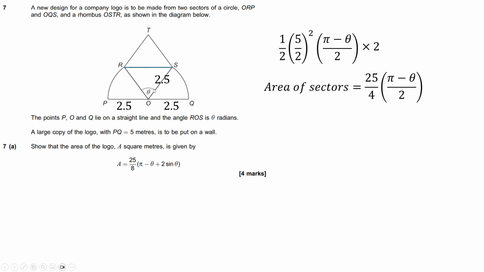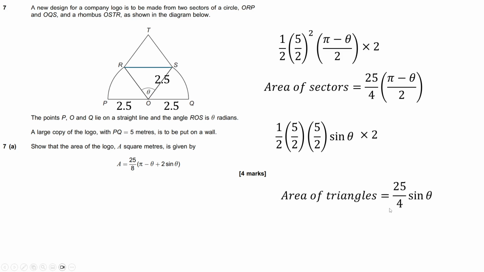Okay, so half AB sine C is just going to be half times 2.5 times 2.5 times sine theta. And then we also need to times it by 2 because we've got this triangle here and this triangle here, which are both congruent, and that gets us 25/4 sine theta. And so the area of this full shape is just this plus this.